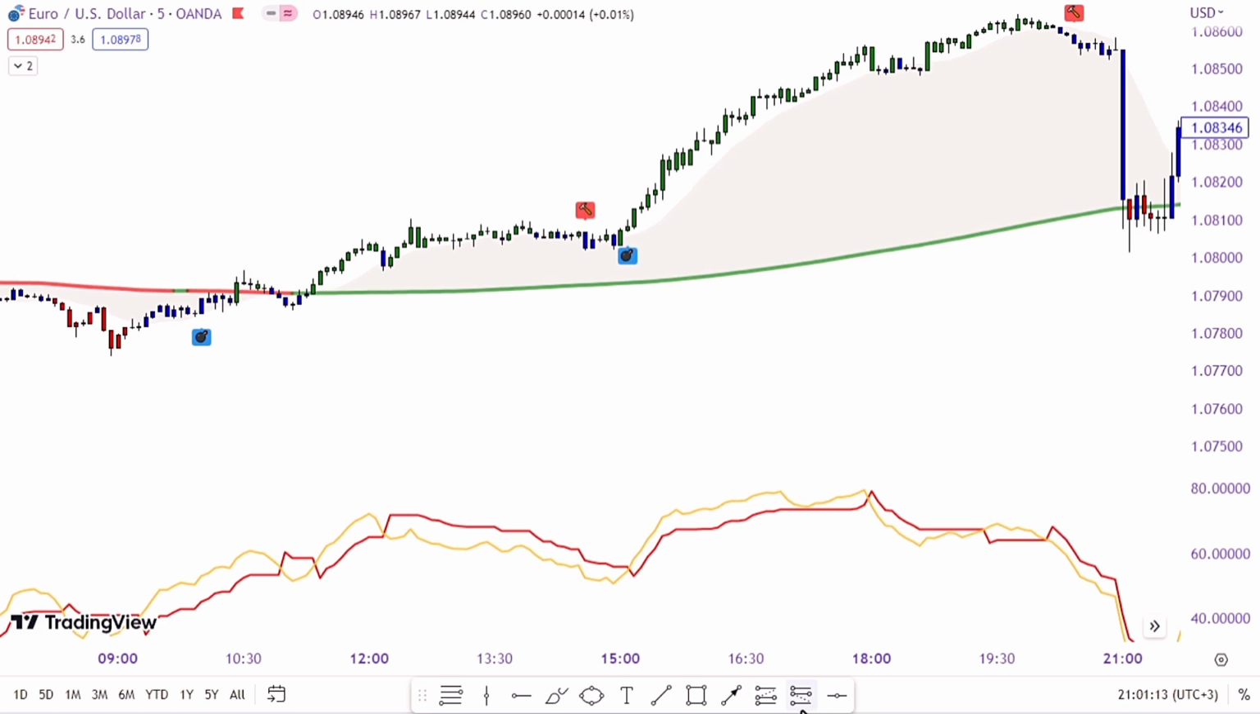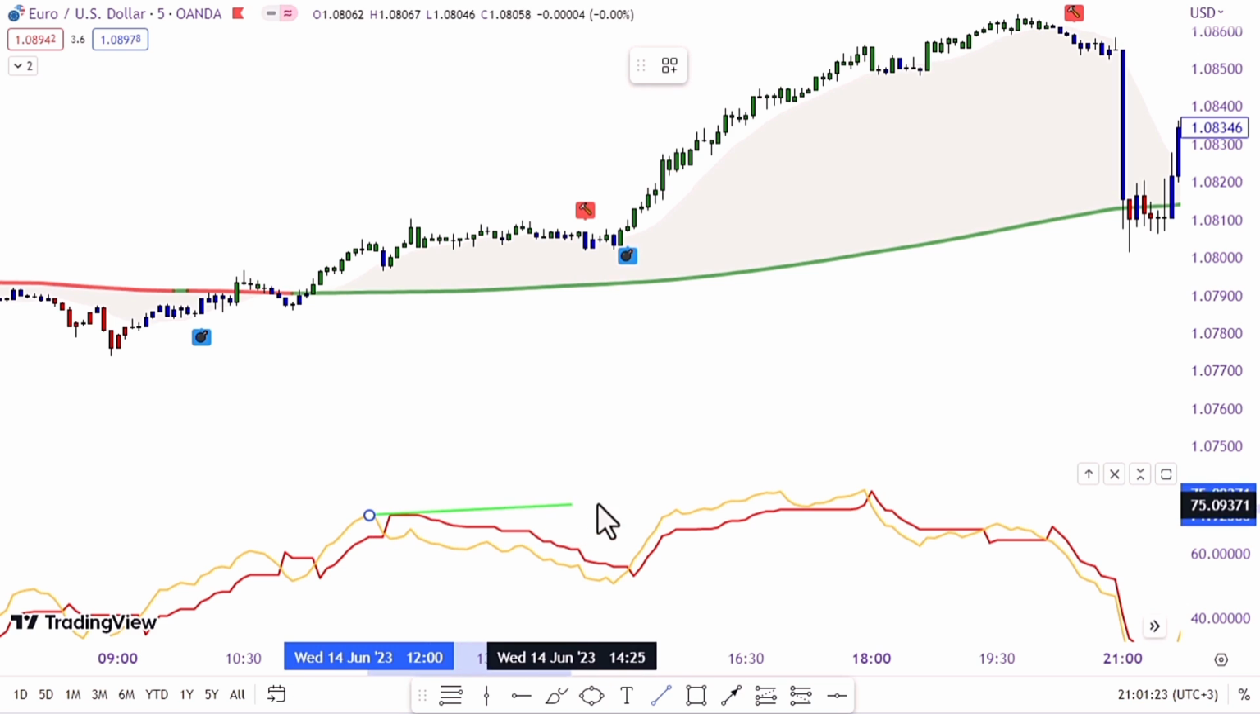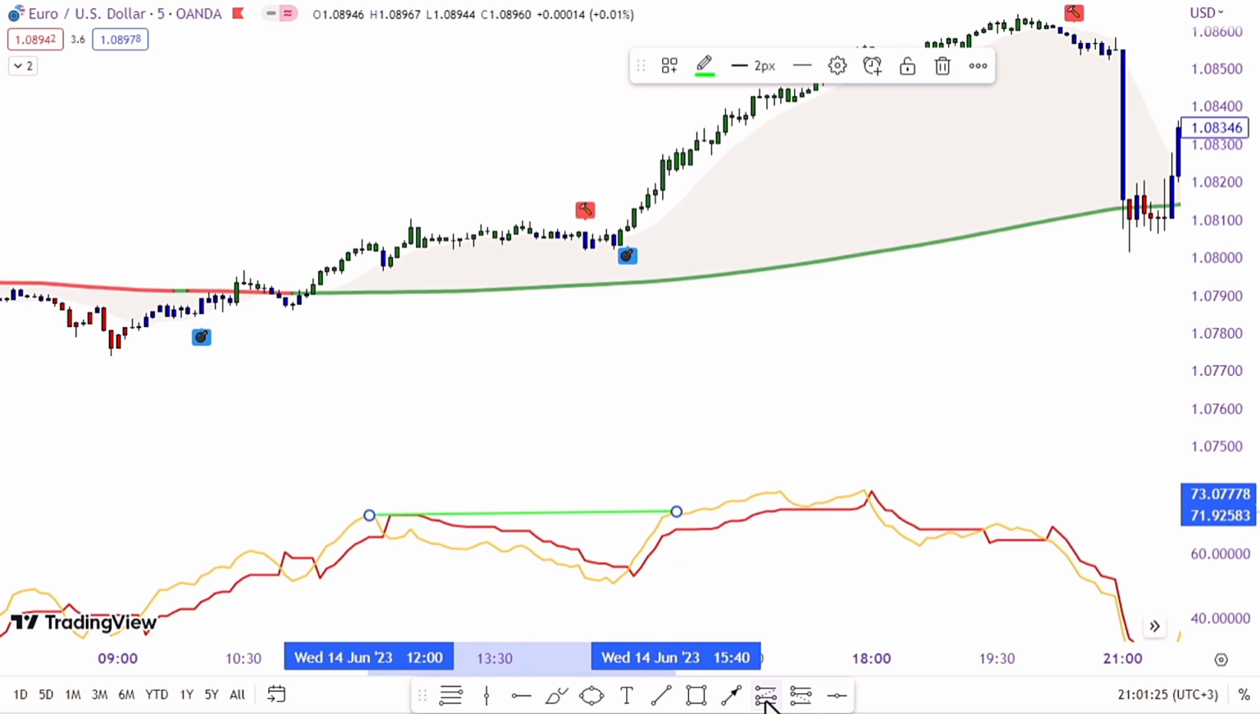So, here we see a long entry. We see that all the basic conditions are met. Then we look down at the QQE. We can see it's bullish and the yellow line is making new highs. So we can confidently enter the trade.